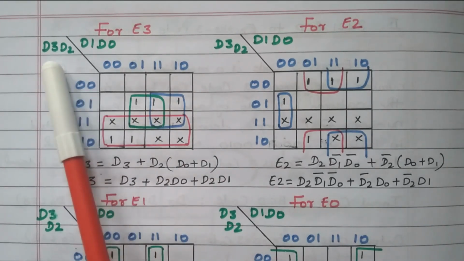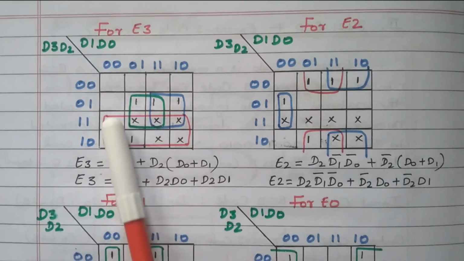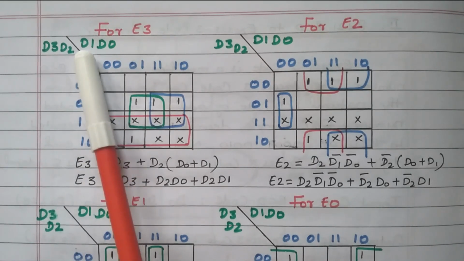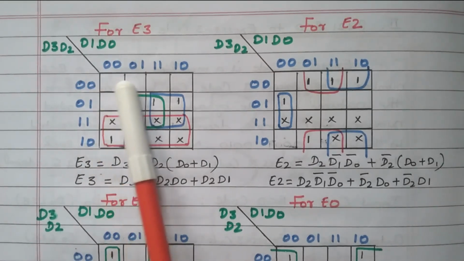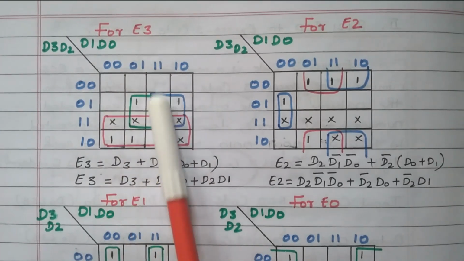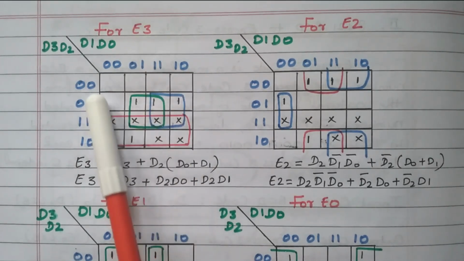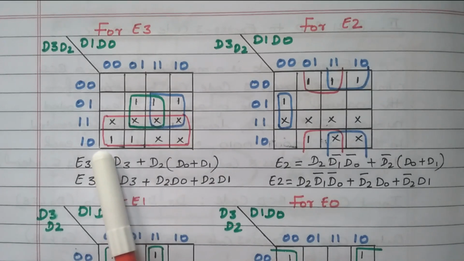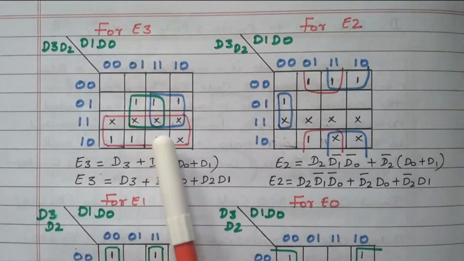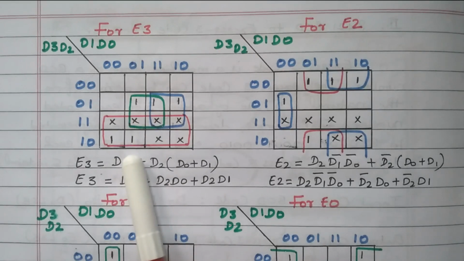So D3, D2 means 2 variables, so 4 combinations are available, 0 0, 0 1, 1 1, 1 0. The third and fourth row is interchanged. Similarly, D1, D0, 2 variables having 4 combinations, 0 0, 0 1, 1 1, 1 0. Here also the third and fourth column is interchanged. That is the nature of the K map, right? So in this K map, we need to represent the numbers available, marked as 1. For E3 we already discussed, 5 ones are available. So this 1, 2, 3, 4, 5 ones are available.